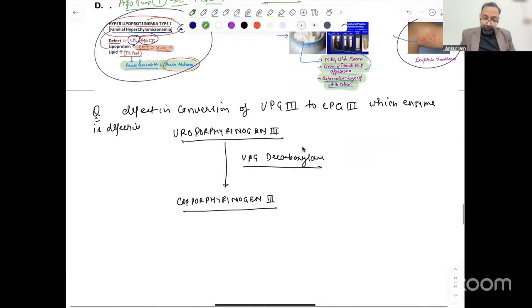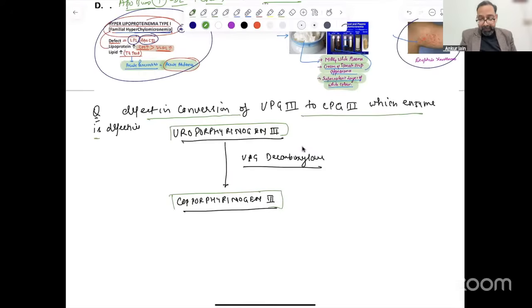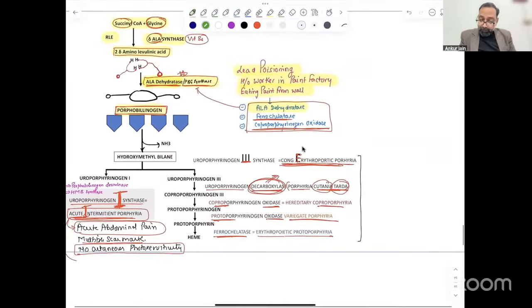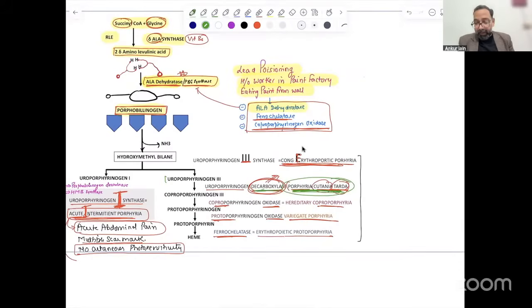One more question. Defect in conversion of uroporphyrinogen III to coproporphyrinogen III. Which enzyme is defective? Decarboxylase. Yes, if you remember, we discussed that in porphyria cutanea tarda, carbon dioxide is removed, it converts uroporphyrinogen III to coproporphyrinogen III, uro to copro. Okay.